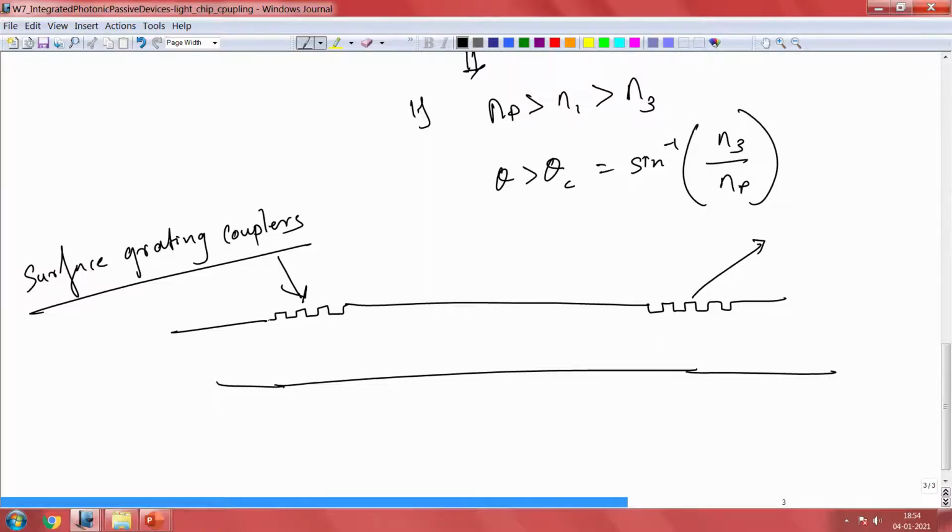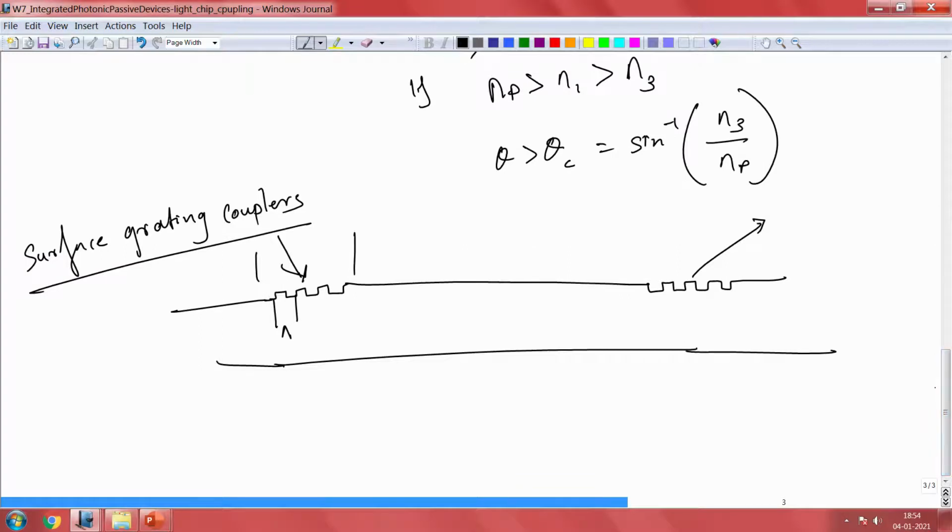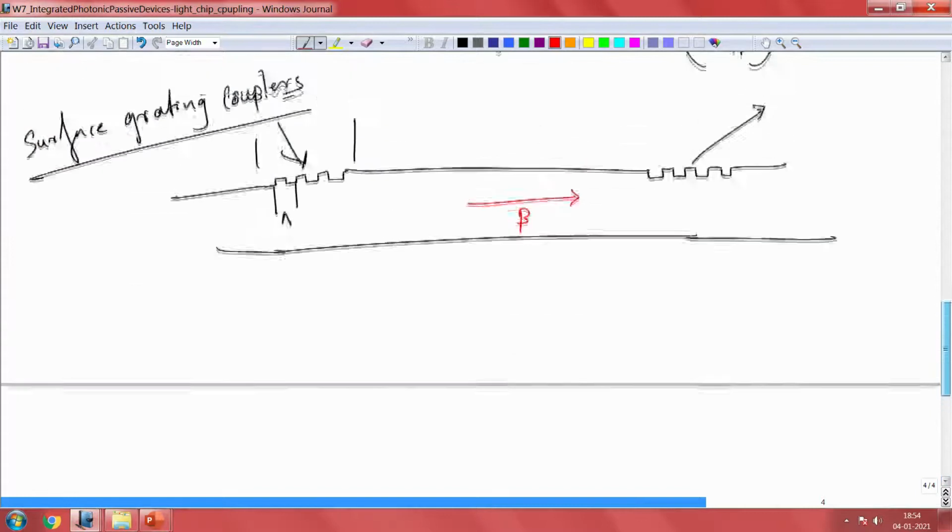All right. And this grating will have a certain period lambda. It will also have a certain length and so on, which is not very important right now, but let us look at how this structure is going to help. This is not something new. We have seen this in a different context. So, you are going to couple this into this propagating mode beta.